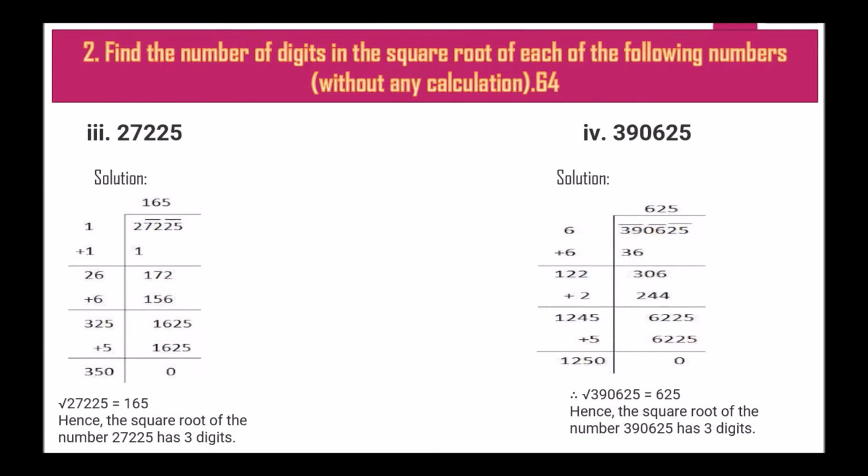Next, 27,225. If we do it with the division method, the answer is 165. So the square root of the number has 3 digits. Here 3,90,625. If we do it with the division method, we can say that the square root of the number has 3 digits.